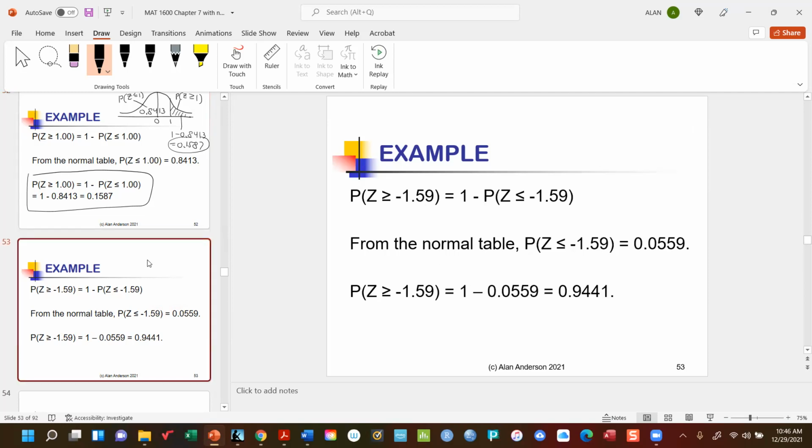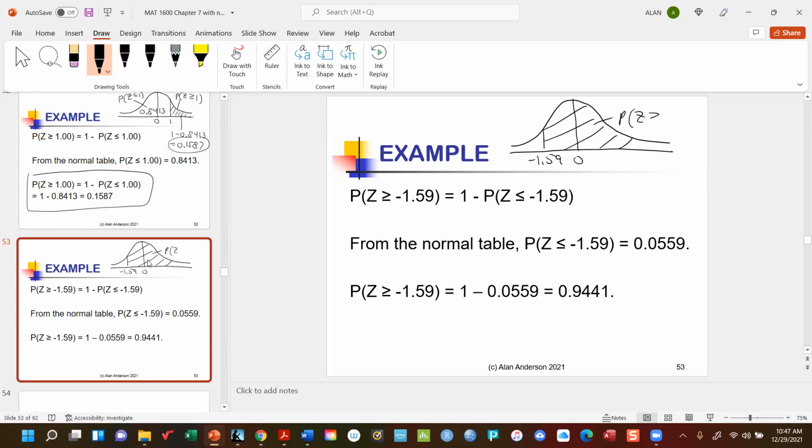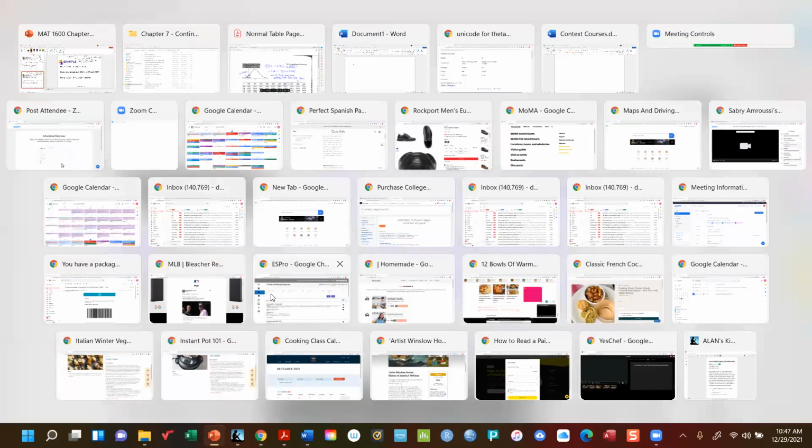So here we're looking at negative 1.59. So we're after this area, but we can't look that up directly. Having said that, though, what we can do is find this on the negative table, which we will do. We go get it. Negative 1.59.